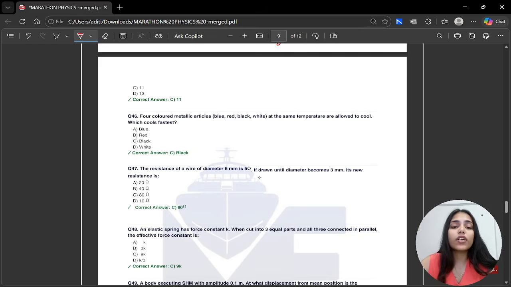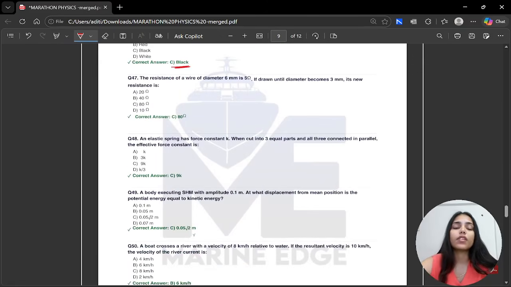Now, 4 colored metallic articles at the same temperature are allowed to cool. Which will cool fastest? So we have blue, red, black, white. Now see, a black body is the fastest to cool, right? Because it emits all the heat. So it will cool the fastest. Now, resistance of a wire of diameter 6 mm is 5 ohm. If it is drawn until the diameter becomes 3 mm, what will be its new resistance? Now, if the diameter has been reduced from 6 mm to 3 mm, that is halved, what will happen?